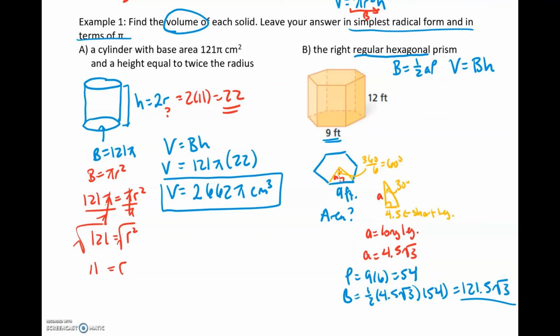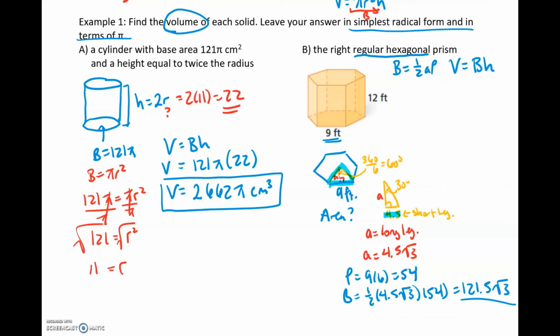right? But we don't have the hypotenuse. We do know that if we cut that triangle I'm highlighting right here in half, we cut that 9 in half, which is how I got that 4.5 as my short leg. So 4.5 square root 3 is my apothem. Perimeter is just 9 times 6 because we have 6 sides that are 9 feet each. And then we get a base area of 121.5 times square root 3.